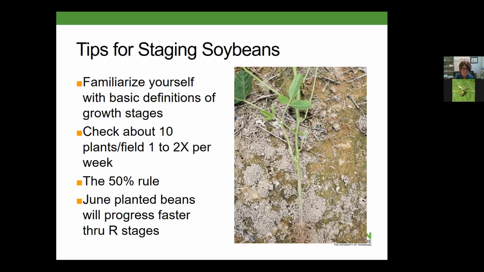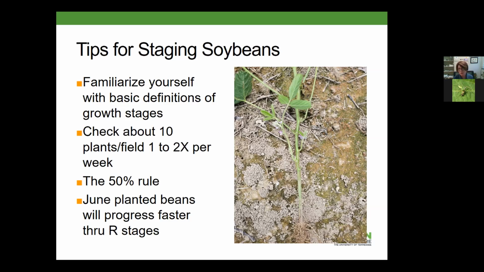What part of the plant do you need to check when you start looking for those small pods? I usually check about 10 to 12 plants in a field. If it's something that I'm following regularly, I might go once or maybe twice a week, especially once I get past that full bloom time. That just kind of helps me keep up with the progress of the field.